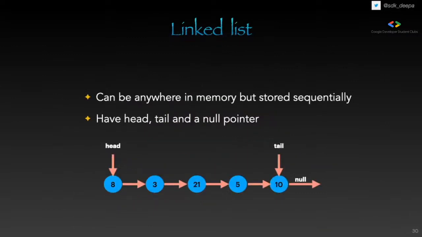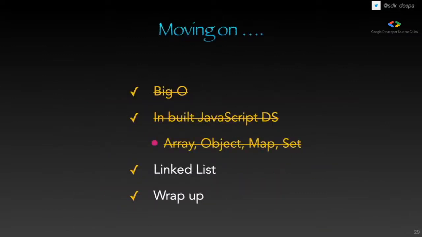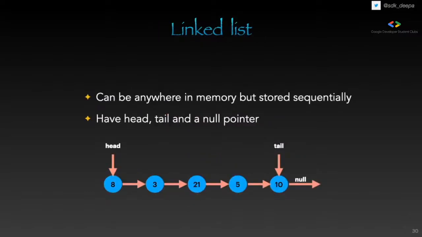So far we talked about built-in data structures. Now we'll move on to another famous data structure called linked list. So we can customize our own data structure, and linked list is one of them. It can be stored anywhere in memory, sequentially. It is not like arrays where it's contiguous in memory.